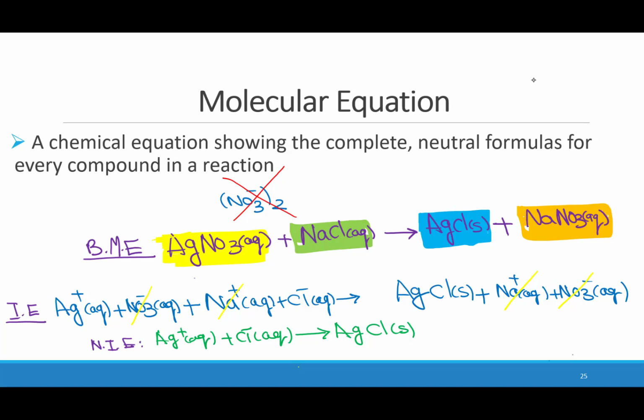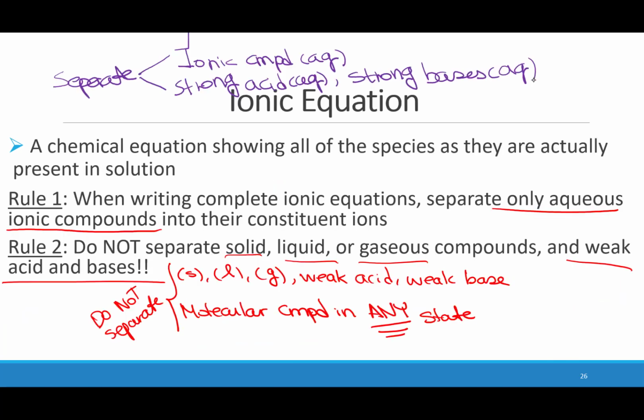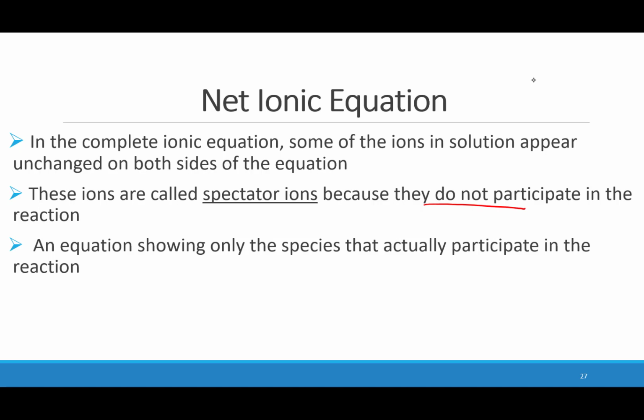Once you have your ionic equation written, the next thing we want to do is the net ionic equation, which means we're going to get rid of the spectator ions, which are those ions that repeat themselves on each side of the equation.